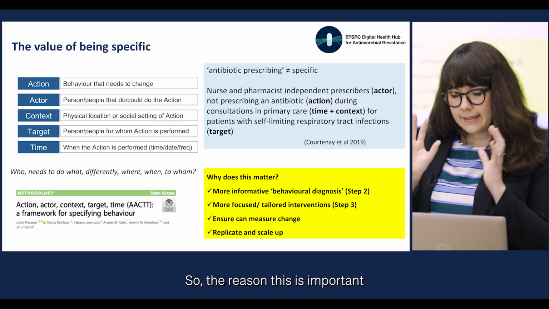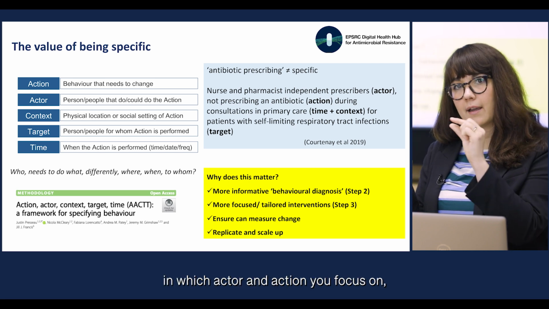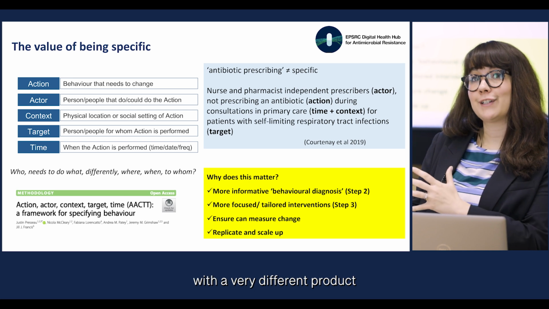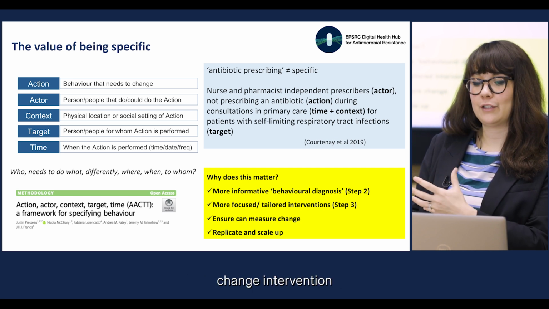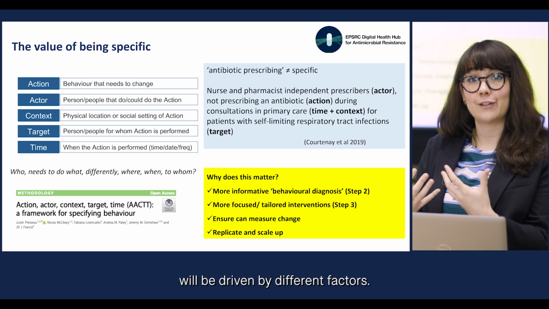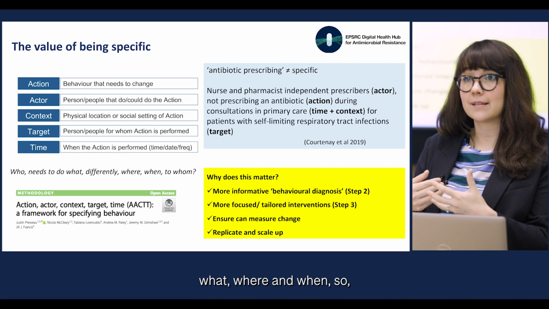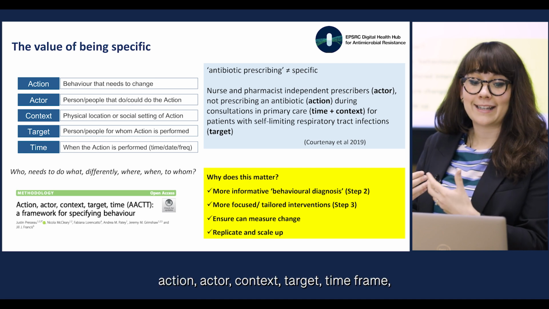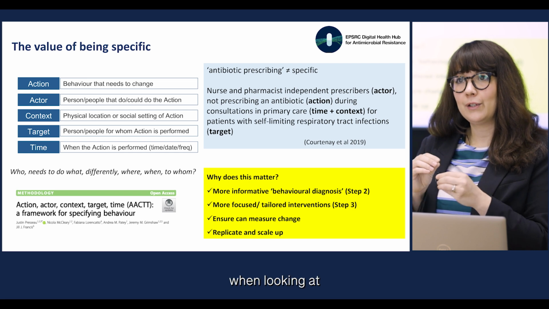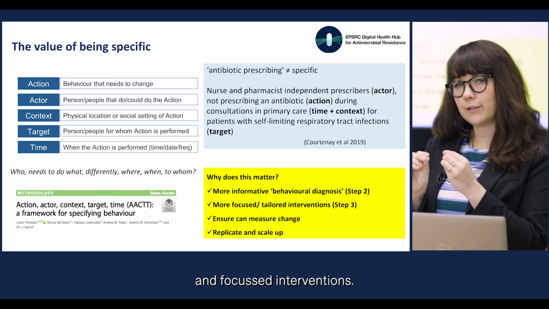So the reason this is important is because depending on which point in the pathway and which actor and action you focus on, you might end up with a very different product in terms of your final behavior change intervention, because different actors and different actions will be driven by different factors. So we need to be as precise as possible in terms of who, what, where, and when. So action, actor, context, target, time frame, so that we can be much more precise when looking at what the barriers and enablers are, and in turn designing more targeted and focused interventions.